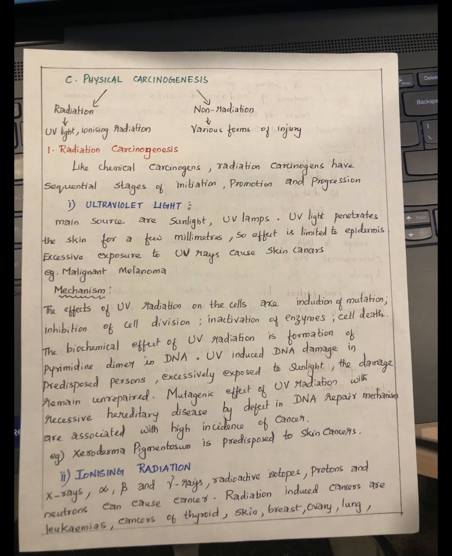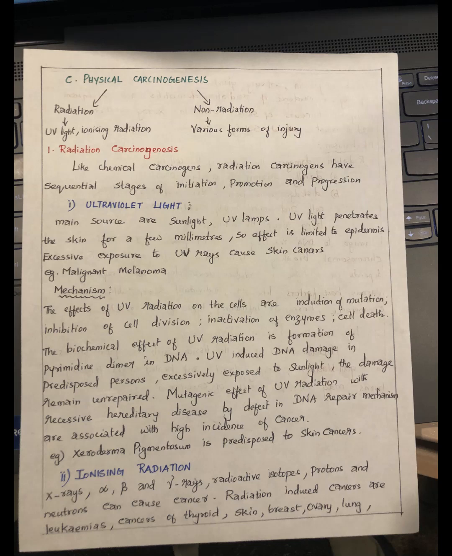Patients with a recessive hereditary disease, if exposed to UV radiation, also with a defect in the DNA repair system, are at high risk to develop cancer. For example, xeroderma pigmentosum is a recessive hereditary disease. When the patient is exposed to sunlight, they have a risk to develop skin cancers.